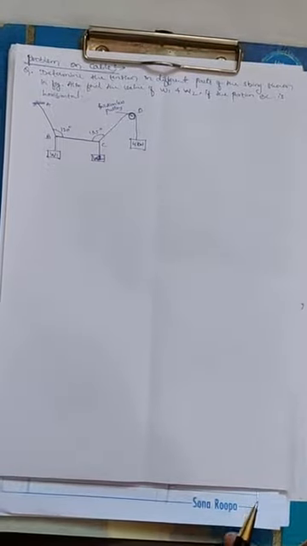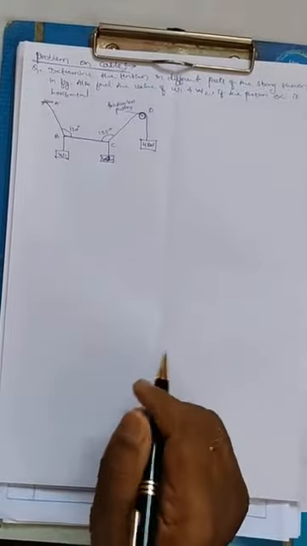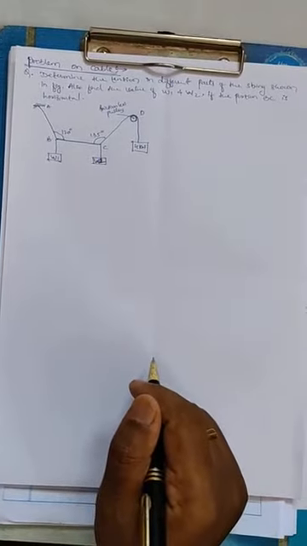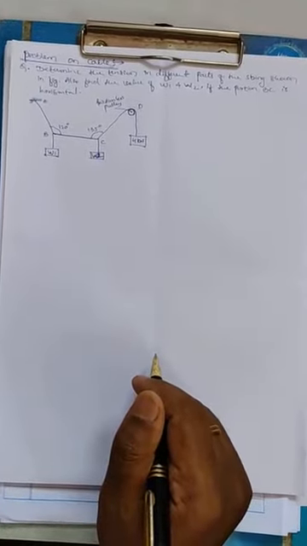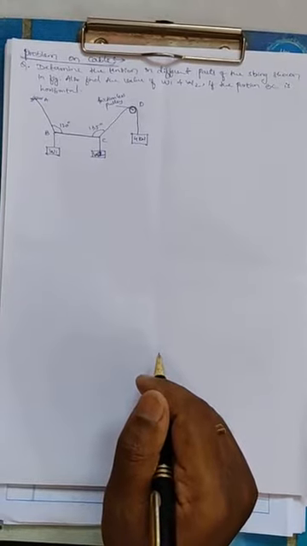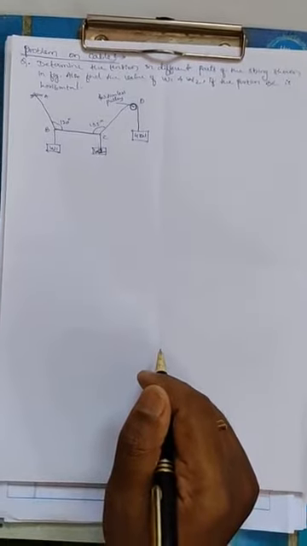Now we'll solve one more problem on cable, which is very important. This has been asked many times in the examination. As the statement is given, determine the tension in different parts of the segment shown in figure. Also find the values of W1 and W2 if the portion BC is horizontal.